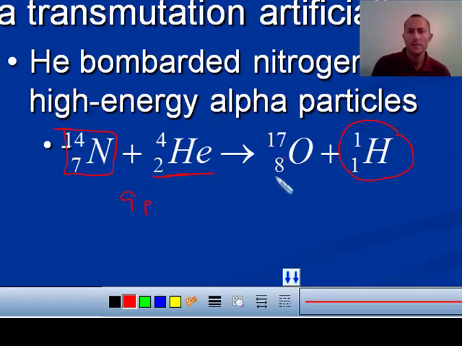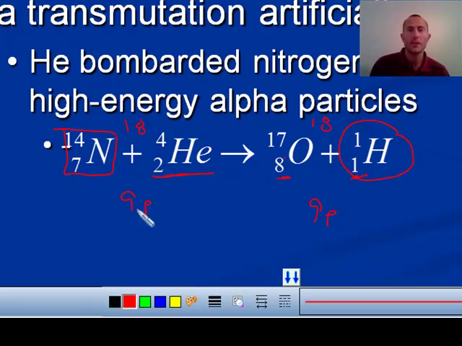Over here we have 8 protons in the oxygen, we have 1 proton in the hydrogen, so we have 9 protons here. And then 14 is our total mass, plus 4 is our total mass here, for a total mass of 18. And then 17 plus 1, we have a total mass of 18 over here. So mass has been conserved in this reaction.